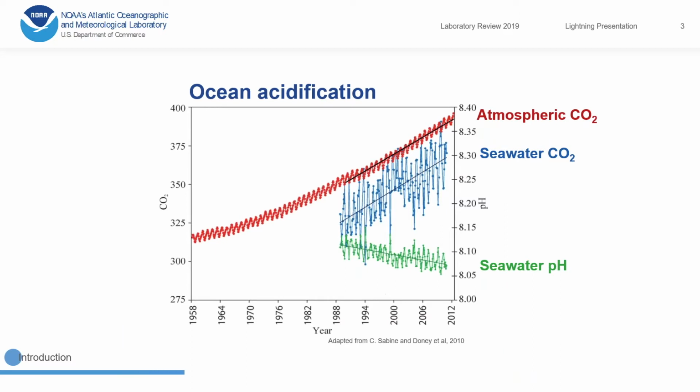And as my colleague, Dr. Barbaro, so expertly introduced, atmospheric CO2 is rising. This leads to higher concentrations of carbon dioxide in the water. And this is accompanied by a decline in seawater pH in a process known as ocean acidification.